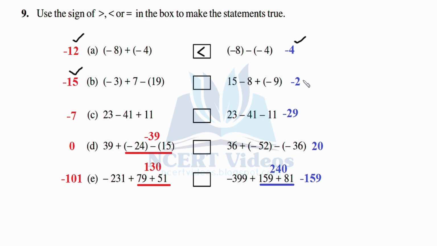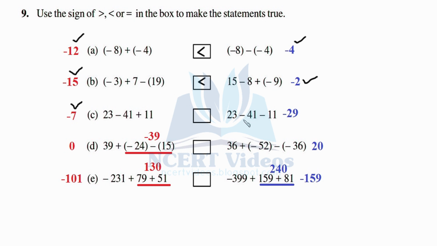Now let's compare. Again, minus 2 is greater, minus 15 is less, because minus 2 lies towards 0 on the number line. Therefore, same less than sign will come here as well. Now C part, that is easy. First add plus. 23 plus 11 is how much? 34. And 34 minus 41. Here minus will come because sign is greater for minus. Minus 7 is the answer.